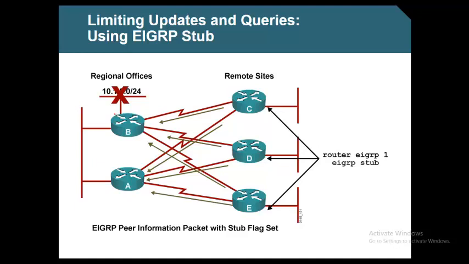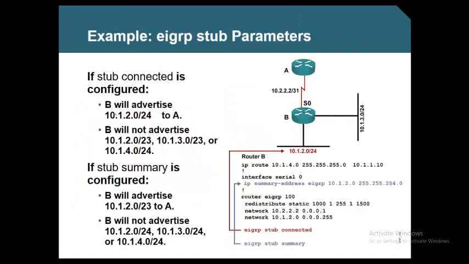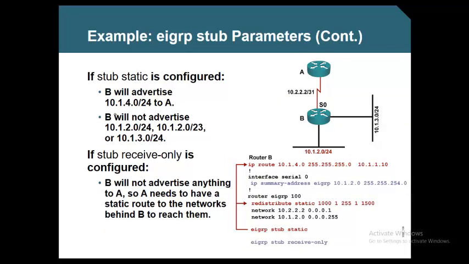Now, configuring stub, I'll give an example. There are two types of stub here. If you have a question, ask me. You see, there is a static route through the next hop, and that is redistributed. They are connected, but they are not static. So only that route is getting advertised.